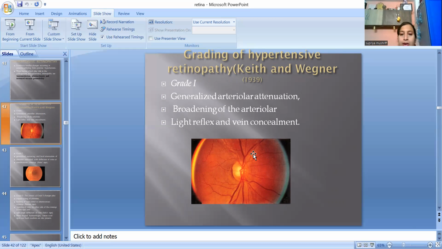Here you can see arteries are mildly attenuated, with broadening of the arterial light reflex and venous concealment. Here you can see there is broadening of the arterial light reflex, and the vein below it is concealed, it is lost.